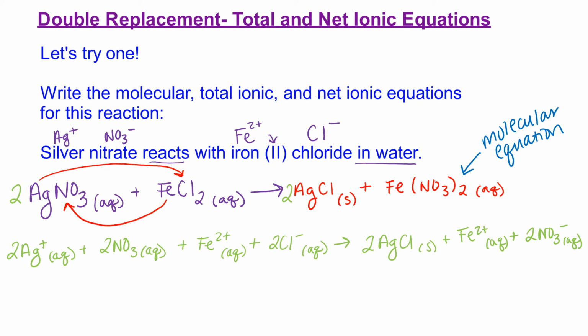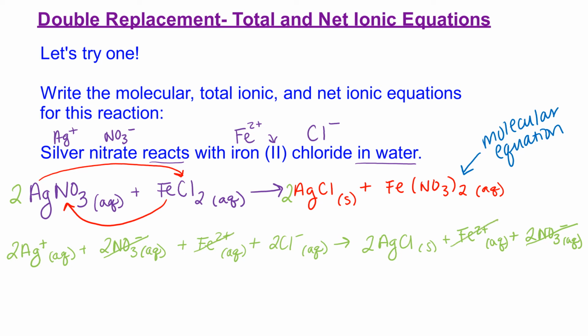Now that I have my total ionic equation, I'm going to be looking for the ions that appear in the same form on both sides of the equation. What do we call those ions? Hopefully you remember that we call those ions our spectator ions. So let's take a look. What would be some of our spectator ions in this equation? Hopefully you picked that the spectator ions are going to be the nitrate, because we see 2 nitrate ions on both sides, and the iron, because we see iron on both sides in the same form.